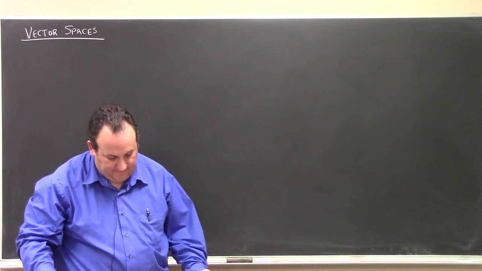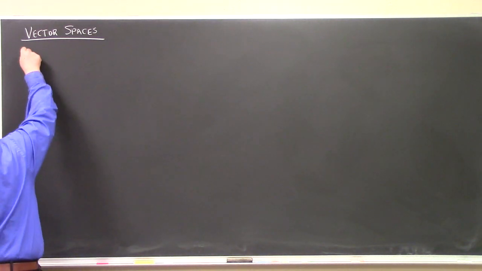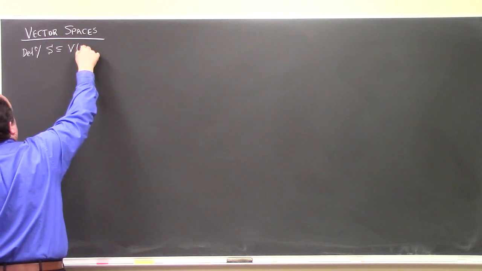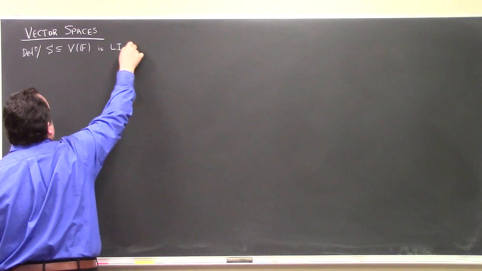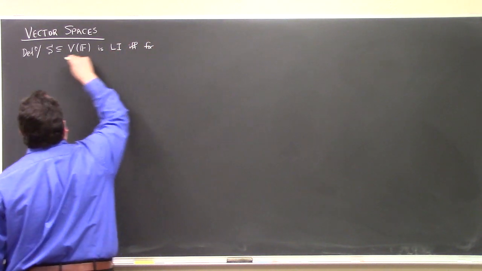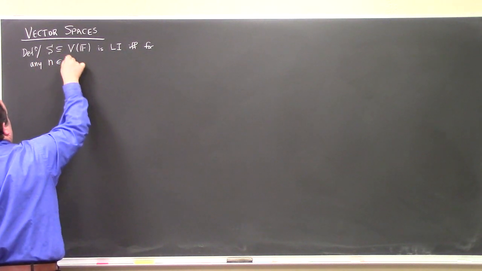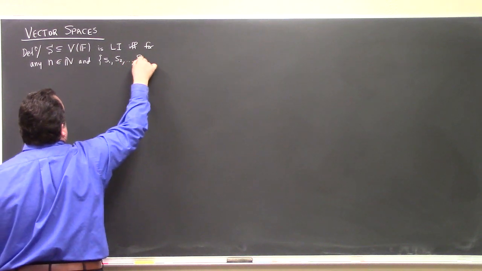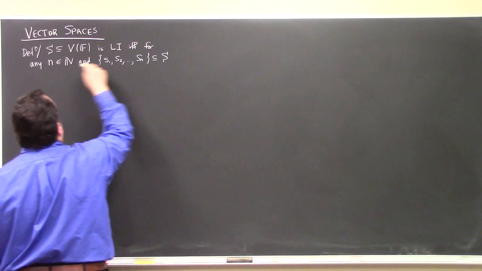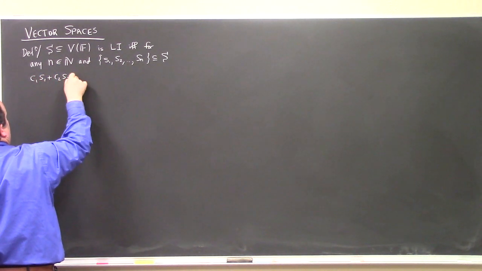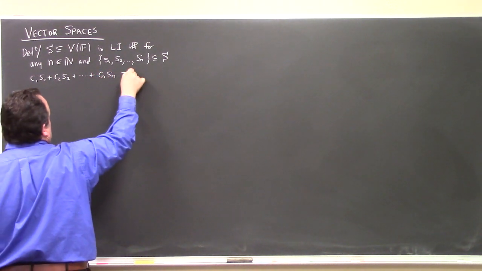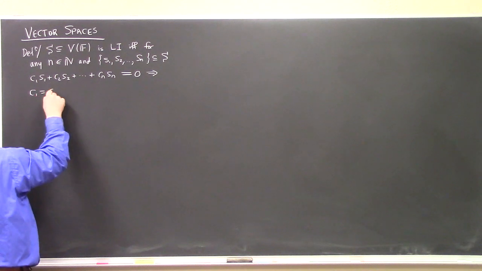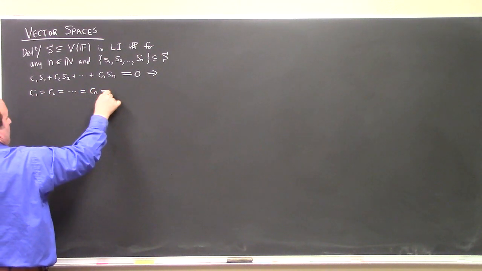you remember we have at the base of everything linear independence and spanning, right? S, a subset of a vector space over the field F, is linearly independent if and only if for any n in the natural numbers and s1, s2, ..., sn in S, c1 s1 plus c2 s2 plus ... plus cn sn equal to 0 implies what? c1 equal to c2 equal to ... equal to cn equal to 0.